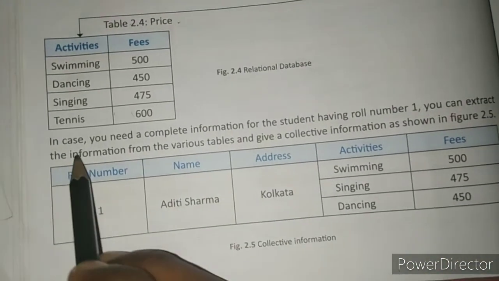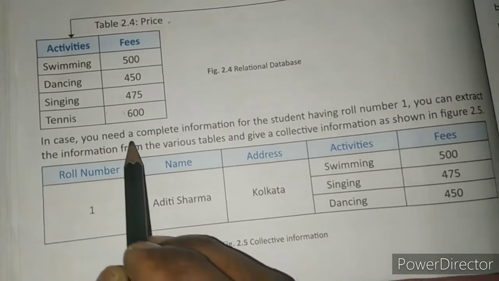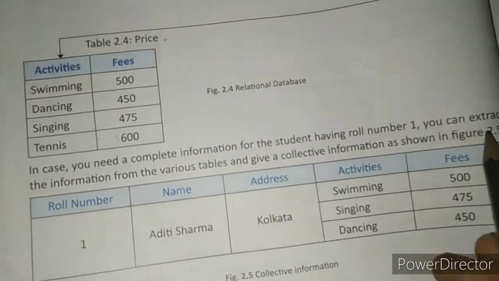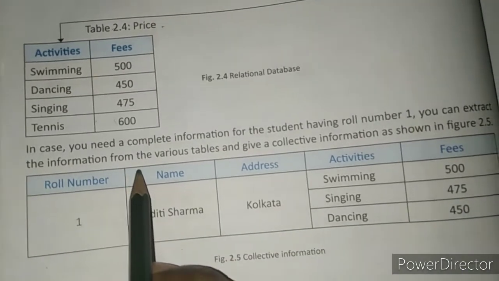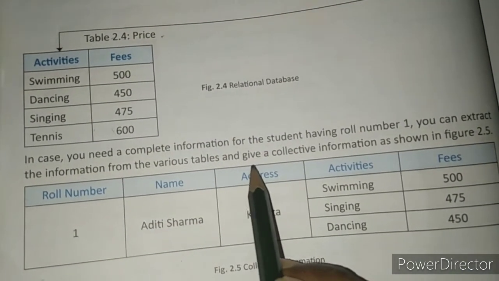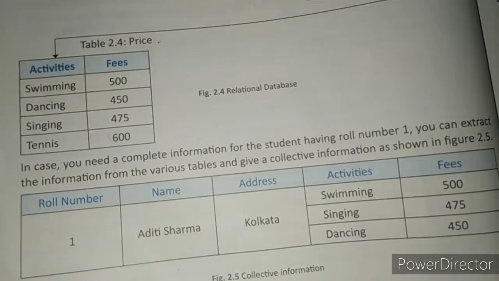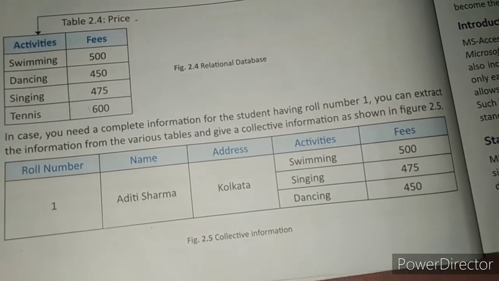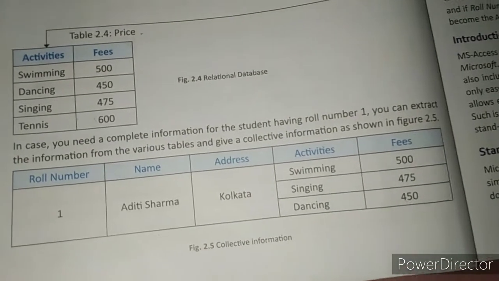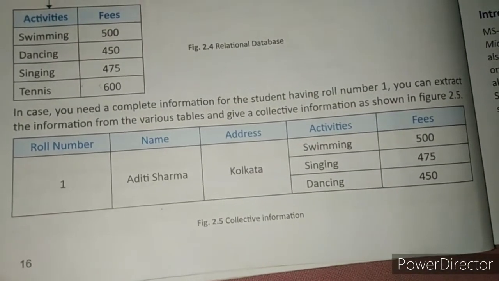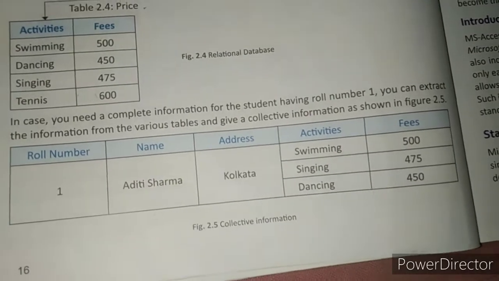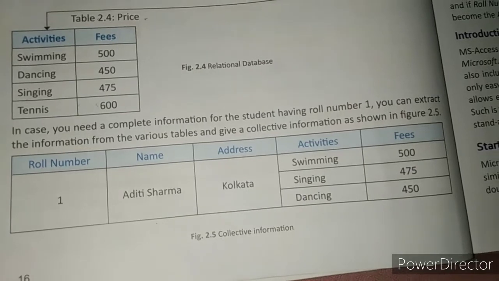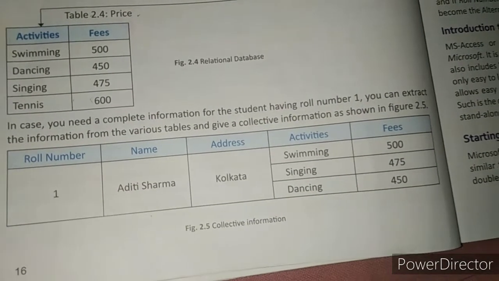Here, in case you need complete information for the student having roll number 1, you can extract the information from the various tables and give a collection of information as shown in figure 2.5. We have created three tables regarding the students, and there are different types of information in different tables. But here one field, that is roll number, is common, and with the help of roll number we can find the information about any student.